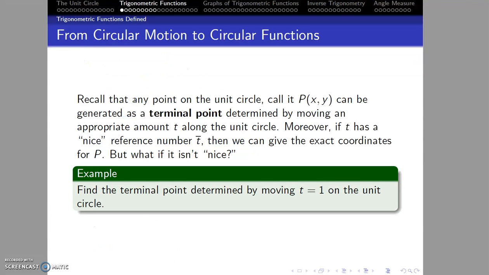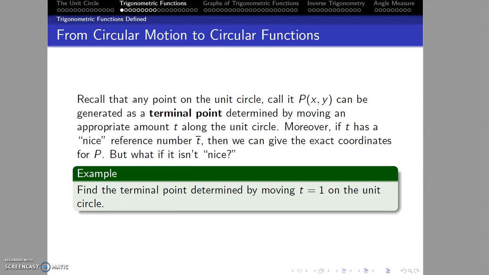Remember from last time that let's say we had some number, call it t, and we start from (1, 0) on the unit circle, and we move t. Then our terminal point where we end up is determined by that amount. If t is positive, we rotate counterclockwise. If t is negative, we go clockwise.